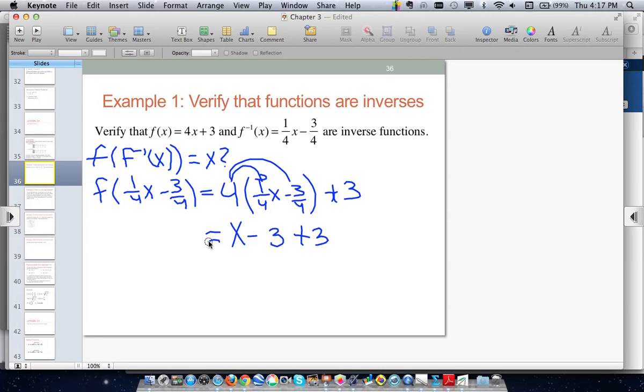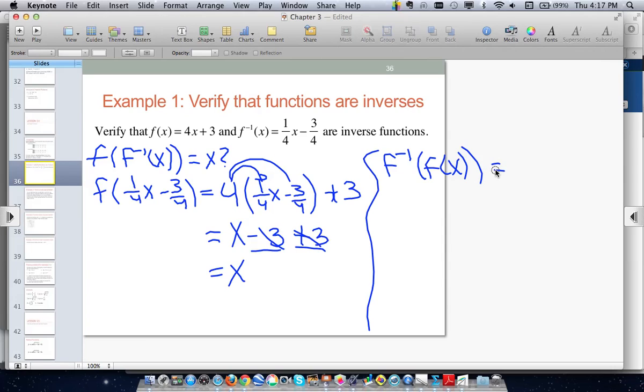Continue to simplify. -3 plus 3, they cancel out. So you are left with just 1x. Okay, so far so good. Let's take a look if the opposite is true. Is f inverse of x equal to x when I substitute in the function f of x?